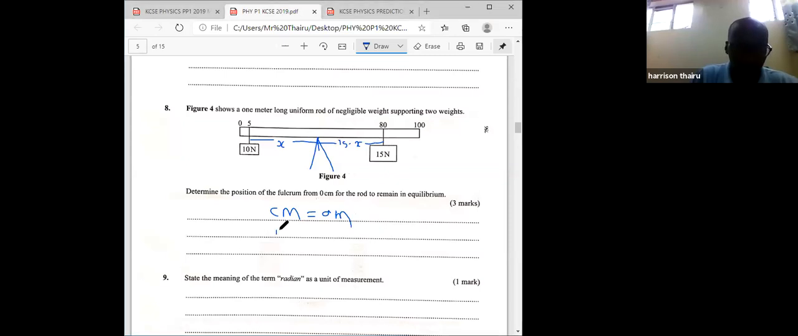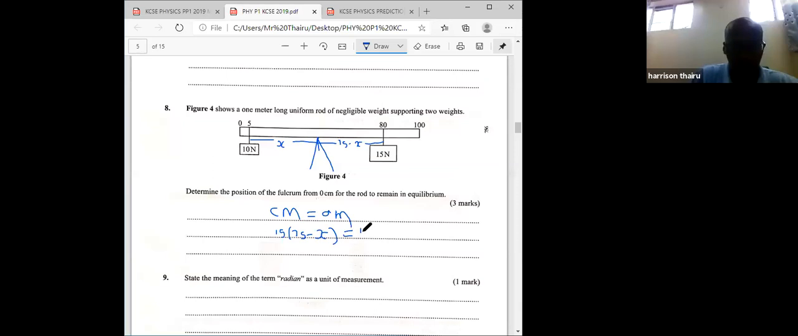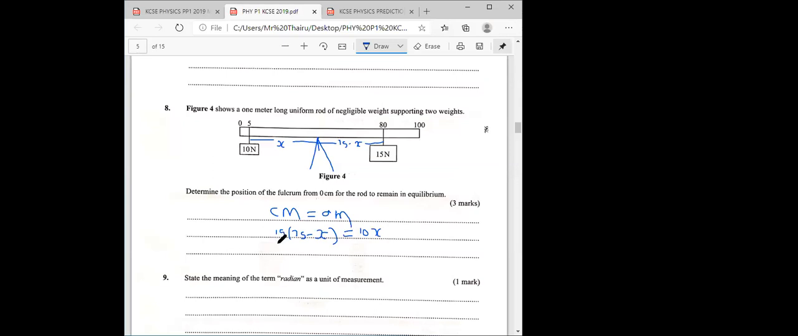So we have 15 multiplied by the length from the pivot, which is 75 minus x, is equal to the anti-clockwise moment, which you can see is 10 multiplied by x. Open brackets here. So we have 15 multiplied by 75. What do you get? It is 1125.